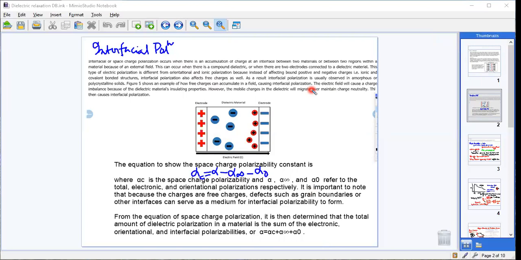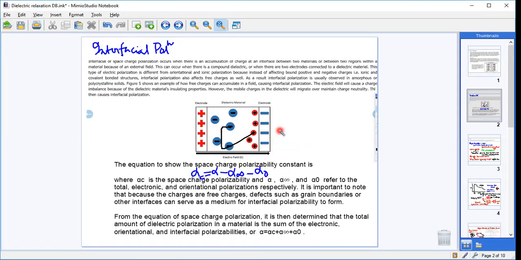between two materials, or between two regions within a material, because of the external field. These can occur when there is a compound dielectric, as I mentioned, or when there are two electrodes connected to a dielectric material. This type of electric polarization is different from orientational or ionic polarization, because instead of affecting only bound positive or negative charges, that is ionic and covalent bonded structures, interfacial polarization also affects free charges.